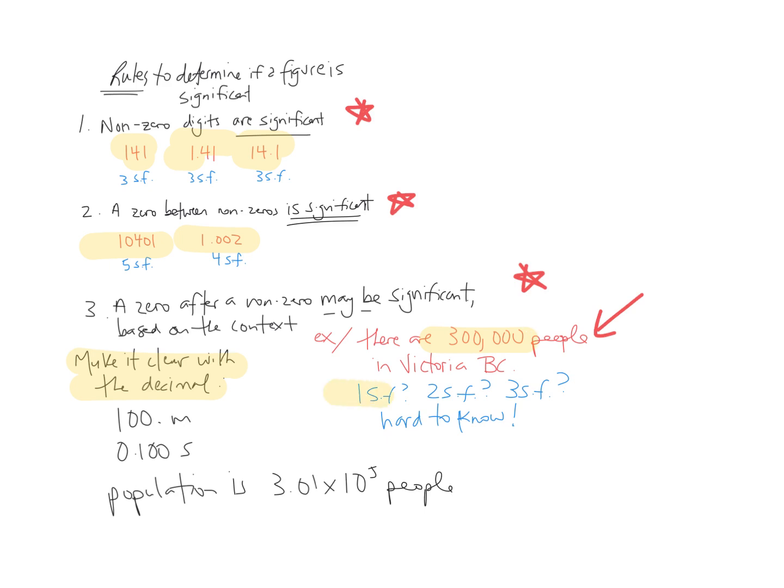Is it 1? In other words, did they round to the nearest 100,000? Or is it 2? In other words, do they know that number to the nearest 10,000? Are they really confident about the 0? We don't really know. Or is it 3? Did they round that number to the nearest thousand?